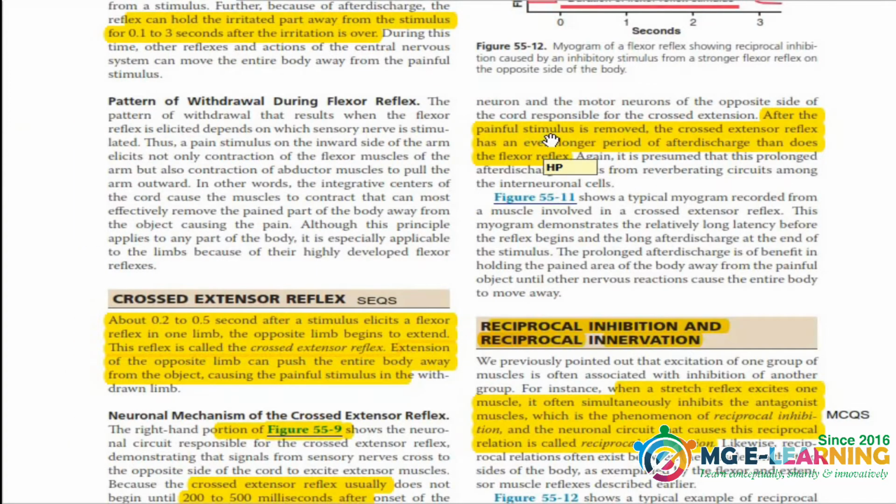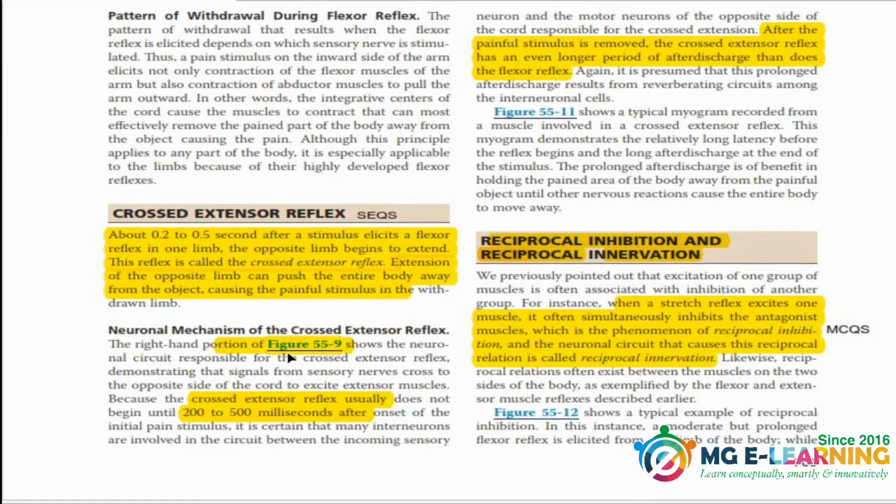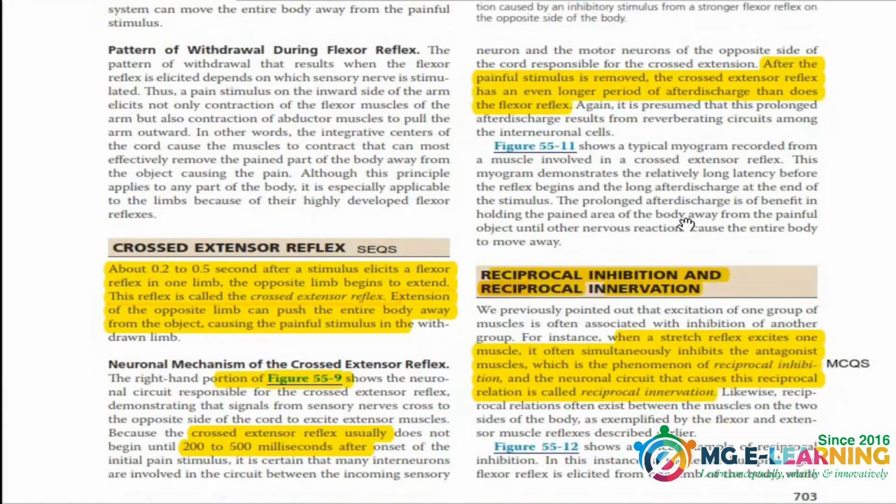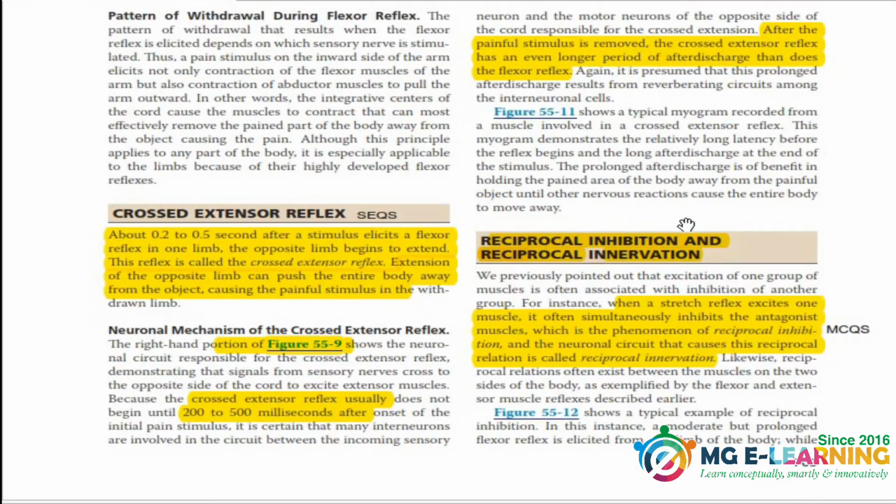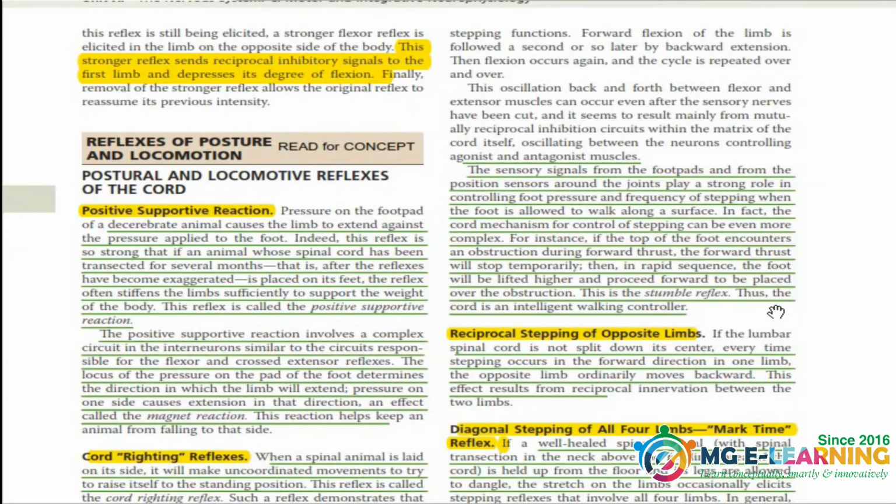Then is the crossed extensor reflex. This is a very important SCQ. It is a past UQ. You have to do this question. Then is the reciprocal inhibition and reciprocal innervation. This is also an important topic. You have to do it for MCQs.